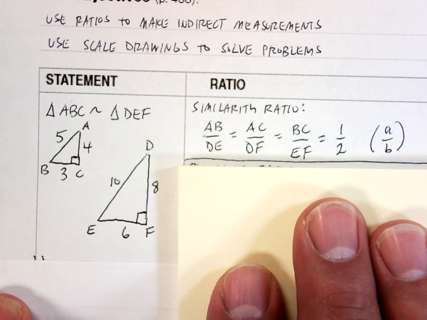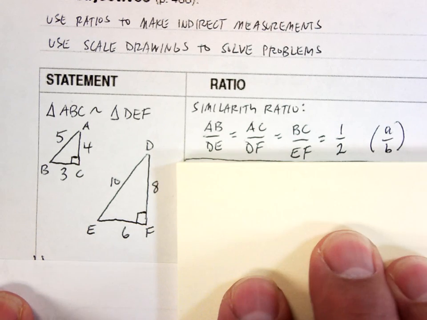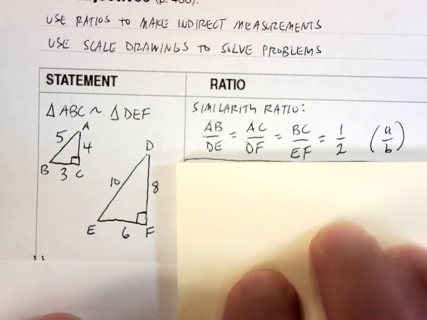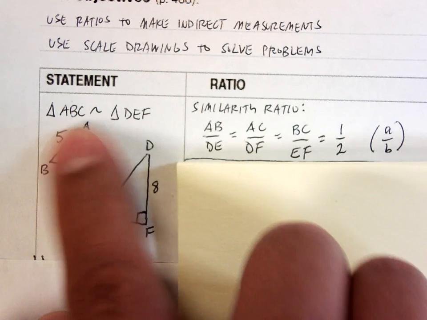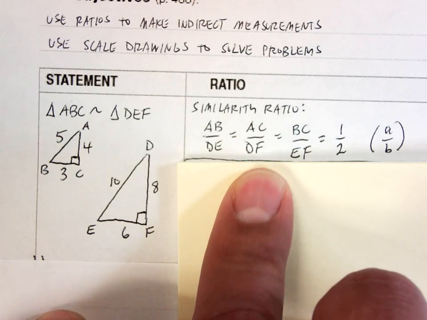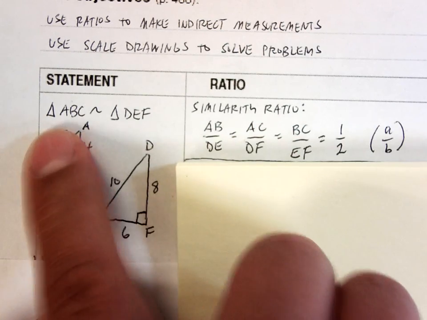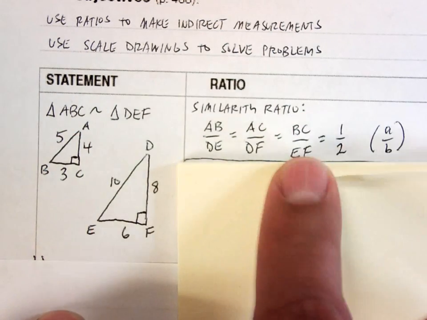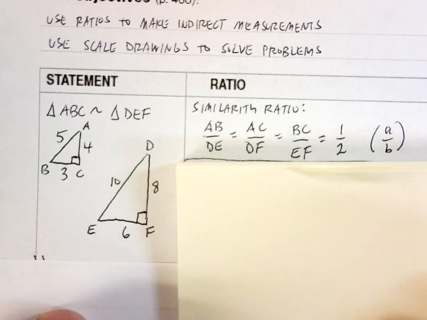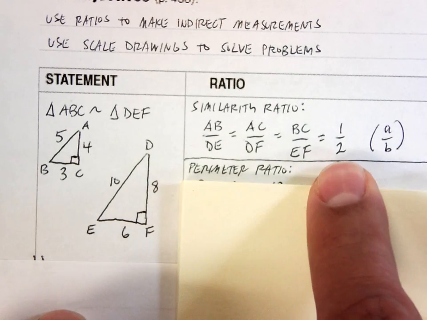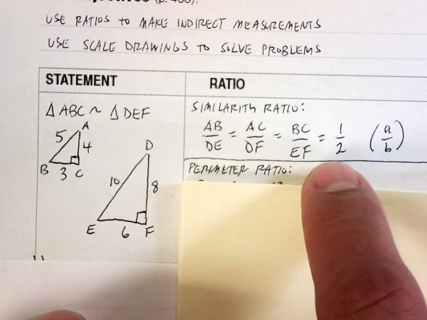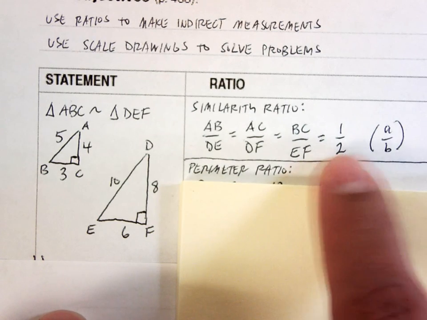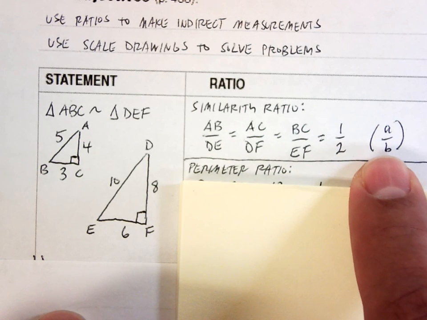So now if we're just asked to write a similarity ratio, again, all we're going to do is match up our pieces. So side AB over side DE, side AC over DF, and side BC over EF, and we'll notice that they all equal 1 over 2. So my similarity ratio is 1 over 2, and for now we're just going to call that A over B. That'll make more sense here in a little bit.